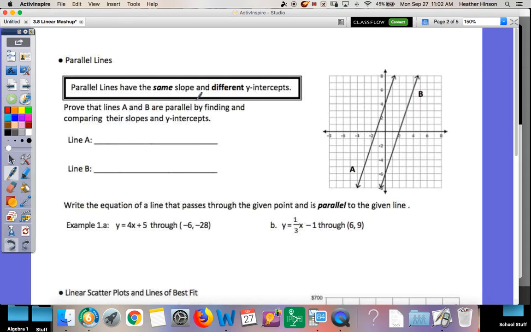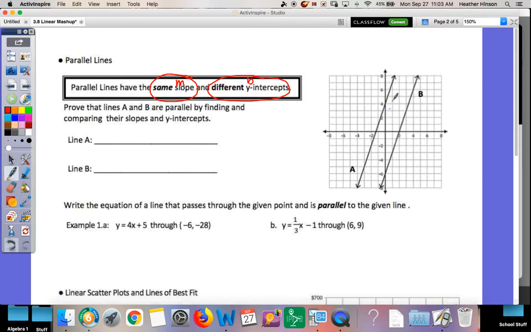Next little section is parallel lines. Parallel lines means they're going to have the same slope, so the same m value, but different y-intercepts. So their b is going to be different. So these two lines right here are parallel. That means they're never ever going to cross each other. We can prove that by finding their slope and their y-intercept.